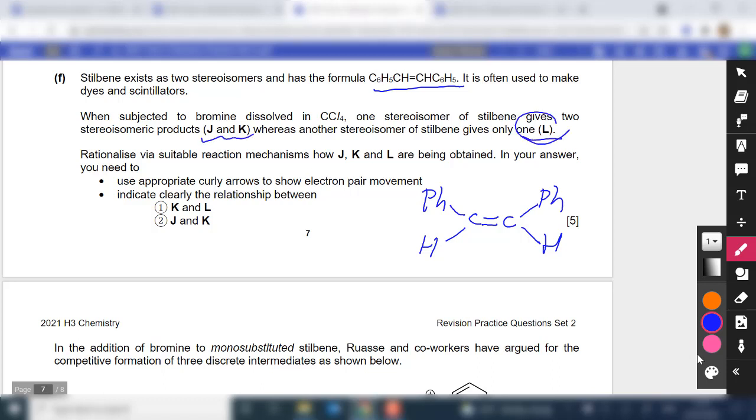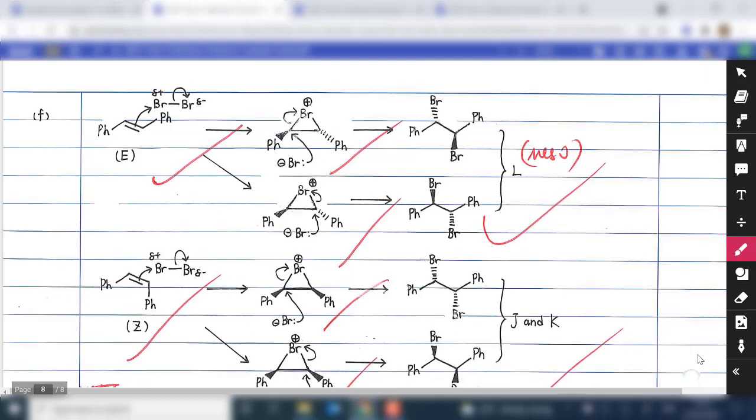If you recall, or if you try to draw the mechanism out, which you're supposed to do, you will realize that L is actually a meso compound. Okay, so you are asked to rationalize via suitable reaction mechanisms how J, K, and L are produced, and you need to use appropriate curly arrows to show the electron pair movement and indicate clearly the relationship between K and L and then J and K. Okay, so without further ado, we'll just take a look at your classmates' scripts.